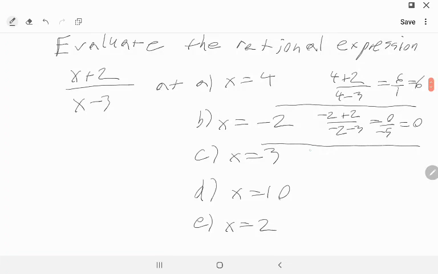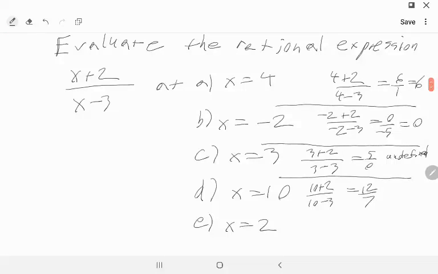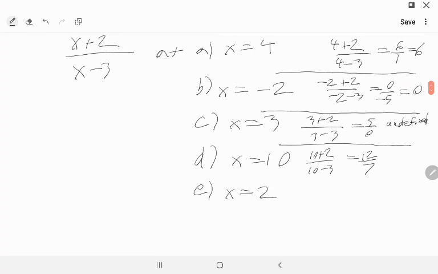We just have to make sure the denominator isn't 0. At x equals 3, we get 3 plus 2 divided by 3 minus 3. Now that causes problems. That's 5 divided by 0, which is undefined. So we can't let x be 3. And we'll talk about that more in a minute. At x equals 10, we get 10 plus 2 divided by 10 minus 3, so we get 12 sevenths. So that's an easy one. And then x equals 2. We get 2 plus 2 divided by 2 minus 3, so we get 4 divided by negative 1, which is negative 4.